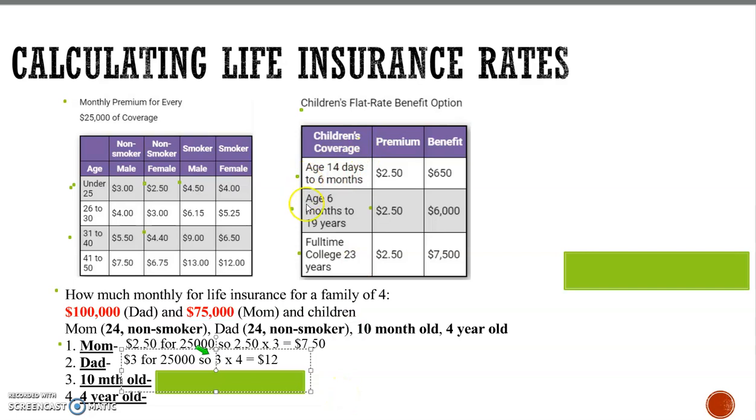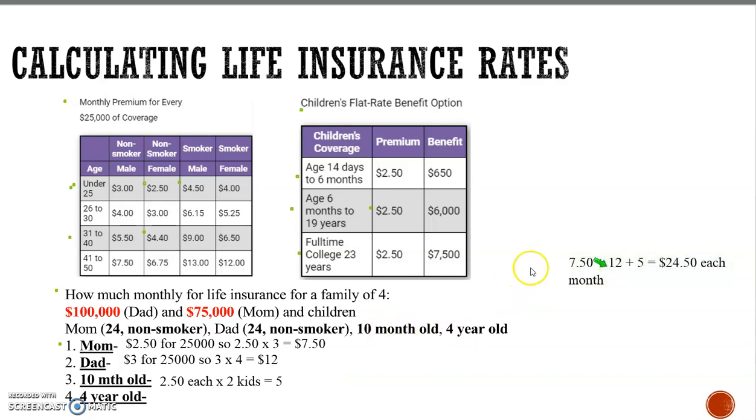And then if you have a 10-month-old and a 4-year-old, they're both under here, and it would be an extra $2.50 per month. And there's 2 children, so I want to multiply that by 2. So that would be $5 for the kids. So then lastly, if you want to find the total amount per month, you just take each of the monthly charges and add them together. So that means for this family of 4, for the coverages listed, I will be paying $24.50 each month.